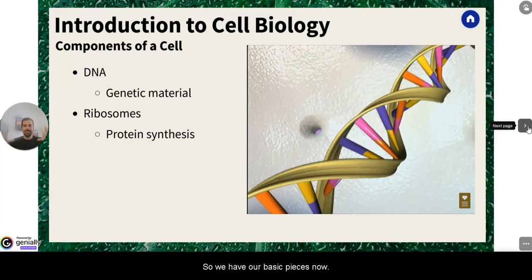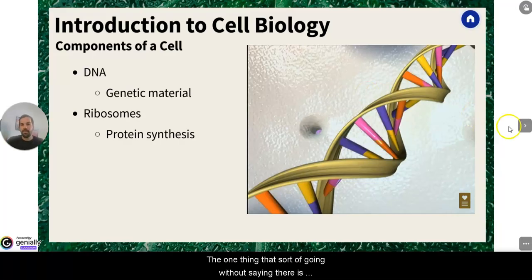So we have our basic pieces now. We have our plasma membrane, our cell membrane, and we have our cytoplasm, the stuff filling it up. And then we have some DNA in there somewhere. We have some RNA, including in the form of ribosomes, which are structures. We sometimes refer to ribosomes as organelles, but they're not membrane-bound organelles, which is why prokaryotes have these as well. So eukaryotes and prokaryotes all have these. The one thing that goes without saying is that all cells have proteins as well.